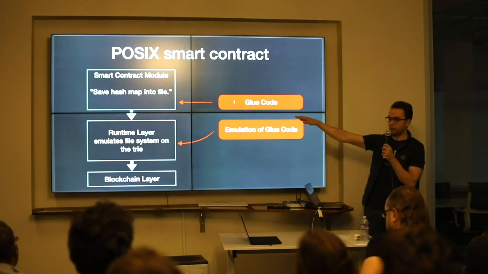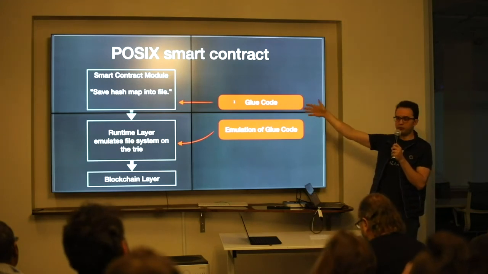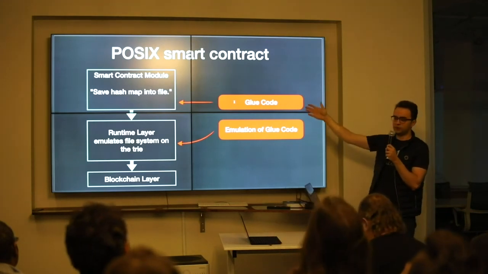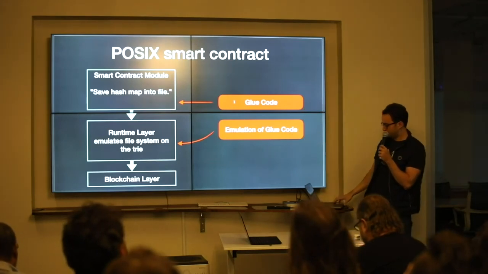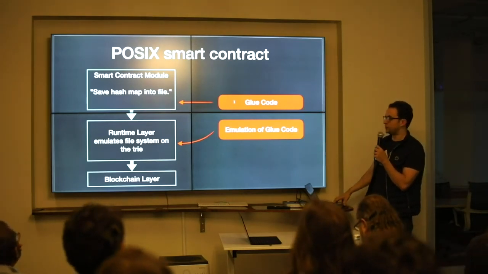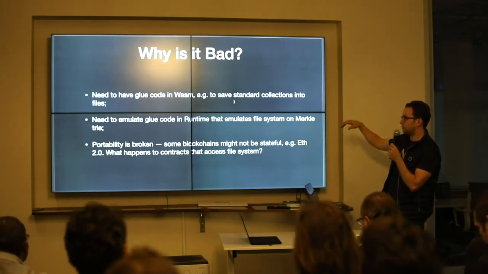We have glue code where we save structures that align perfectly with the Merkleized trees, but we save them into files, and then we have emulation of the glue code where we try to fit the file system onto the Merkleized tree. So that's bad. Two types of glue code.